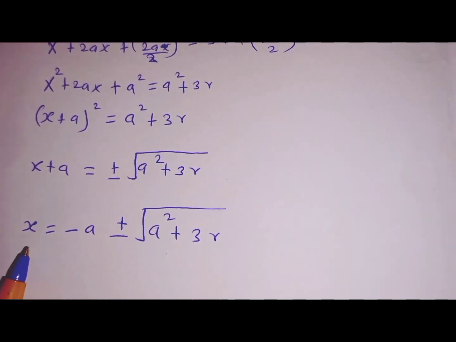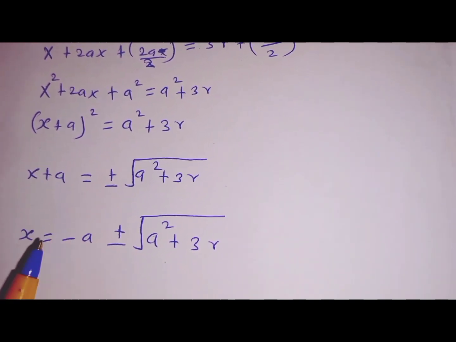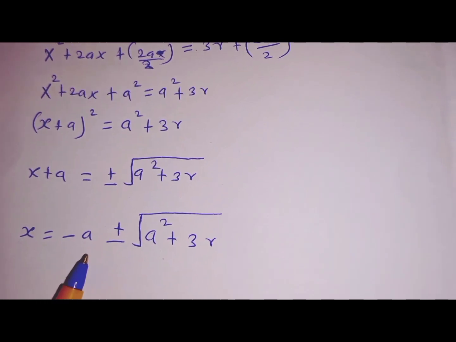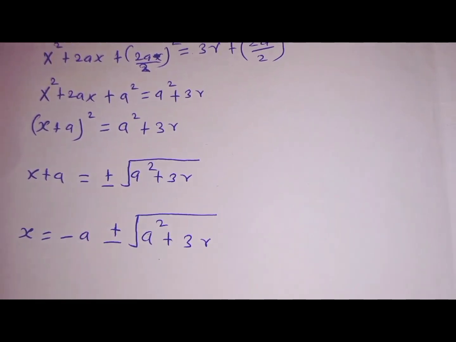Now, then from there we subtract a in both sides, so that we shall have x is equal to minus a plus or minus square root of a squared plus 3r.